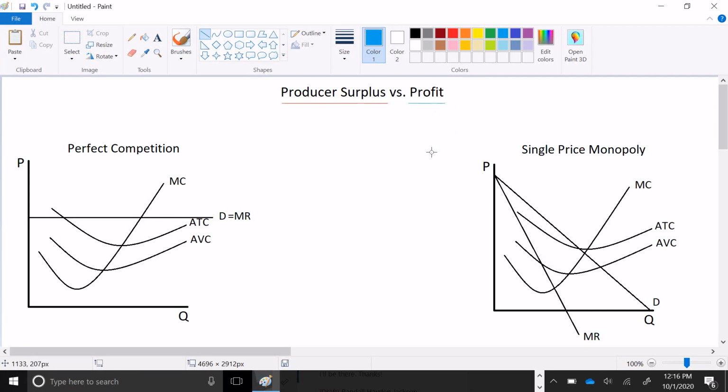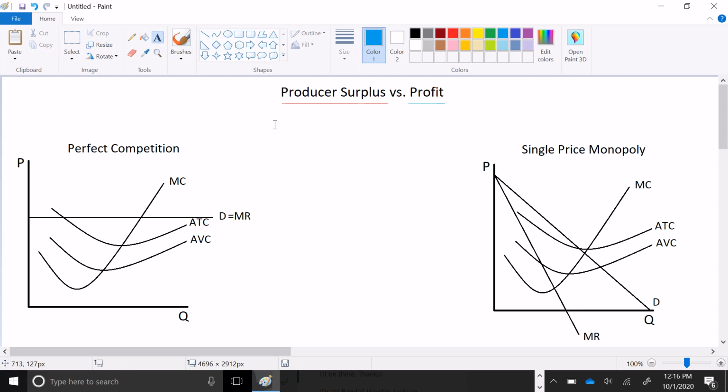Hey everybody, welcome to a video on producer surplus and profit. In this video, I'm assuming that you've already been made familiar with the perfect competition model and the single price monopoly model. So I'm not going to get into big details about choosing optimal quantities and prices. I'll go through it a little bit, but I'm not going to explain any of it. What I am going to do is show you the difference between producer surplus and profit.